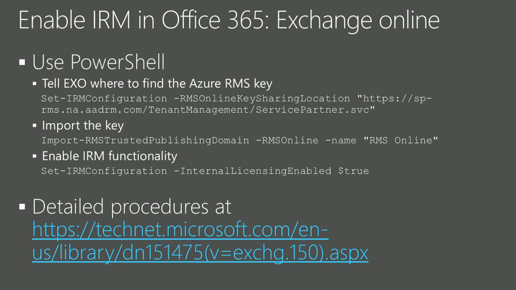But for now, you have to do Set-IRMConfiguration, tell it what the keys are, and then run this second command line, which is Import-RMSTrustedPublishingDomain, which is a fancy way of saying import the keys. And then enable IRM, enable all of IRM functionality, OWA, Exchange ActiveSync IRM, transport encryption, all that. Is Set-IRMConfiguration -InternalLicensingEnabled $true. There are more details, but these are the 3 steps that you need to do. Once you do that, your users, for example, will be able to consume content that was protected in OWA, or they will be able to protect content in OWA, or in mobile devices that support Exchange ActiveSync IRM.